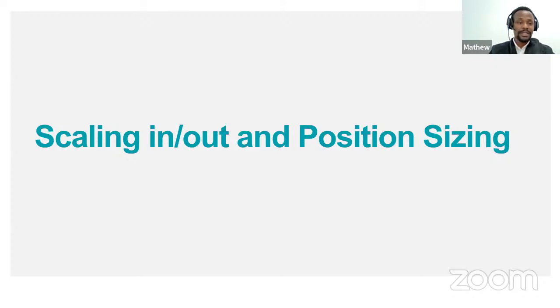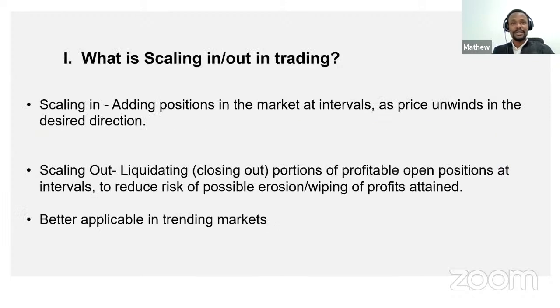So one of the approaches is scaling in and out of the market and position sizing. So what is scaling in and out of the market? Scaling in is where you add positions into whatever you're trading as the price unwinds in the desired direction. This is where you hear of, if it's on an uptrend, buy the dips, for example. If it's on a downtrend, buy the pullbacks, for instance, or the upward spikes. So that is scaling in.